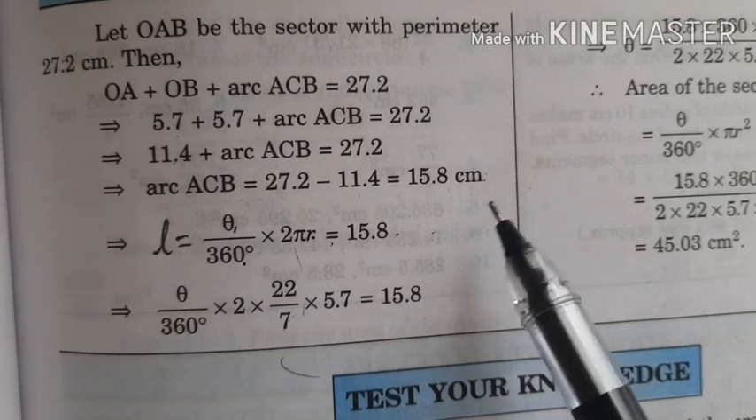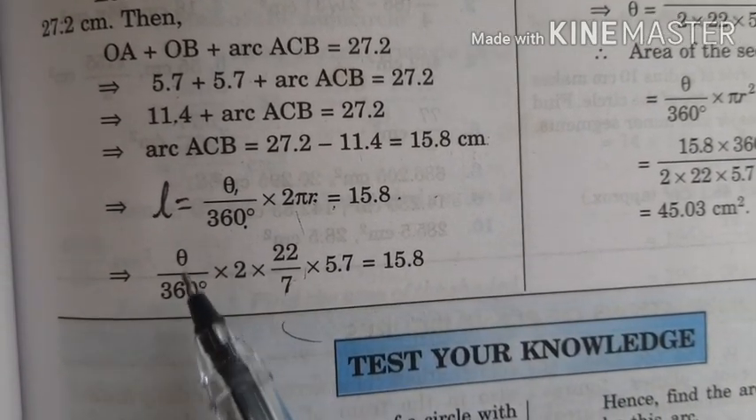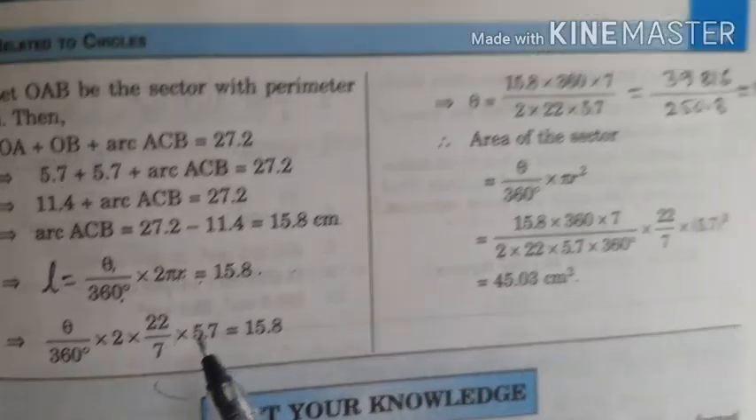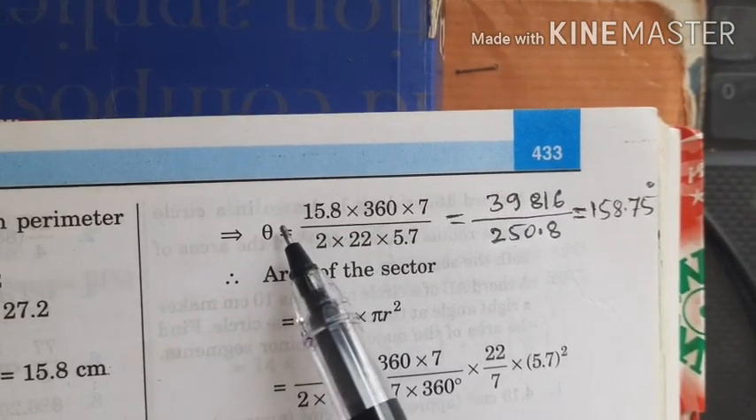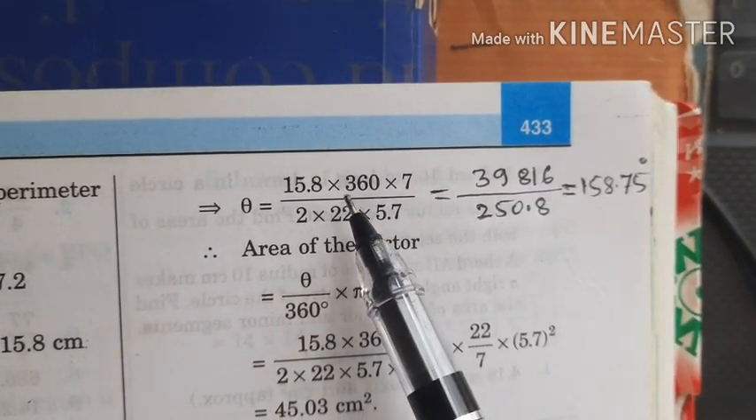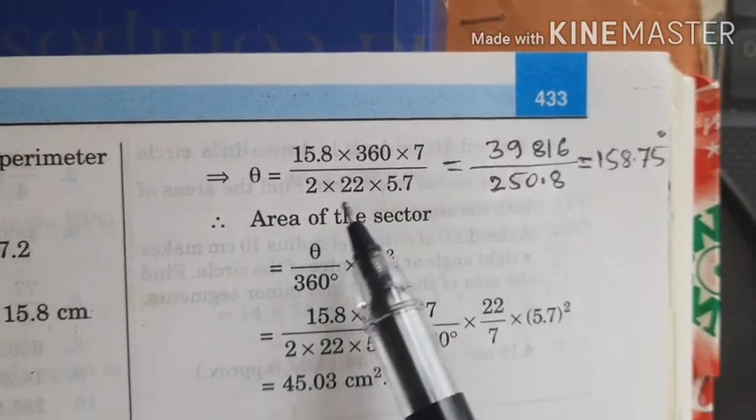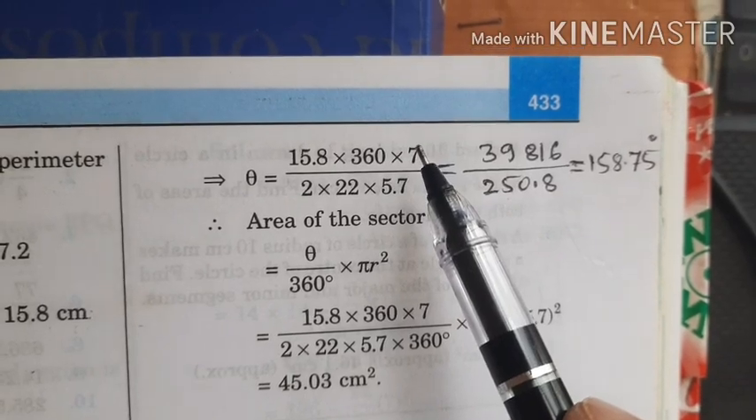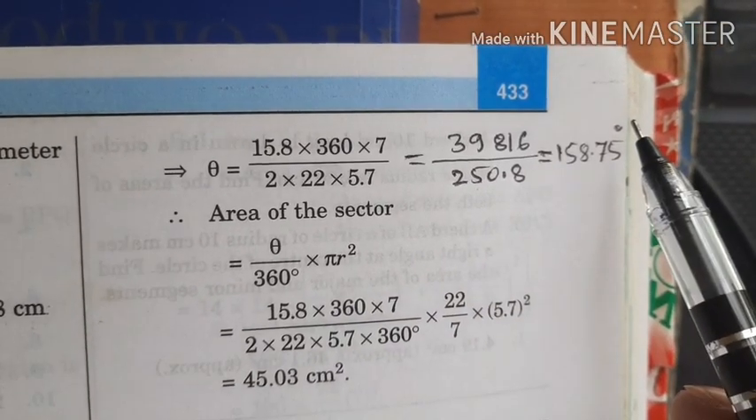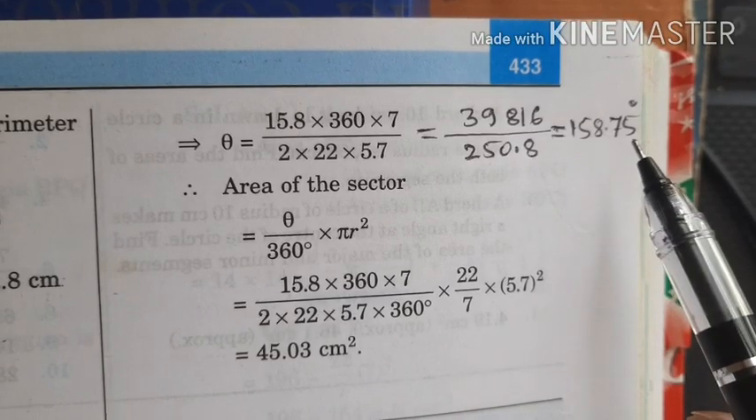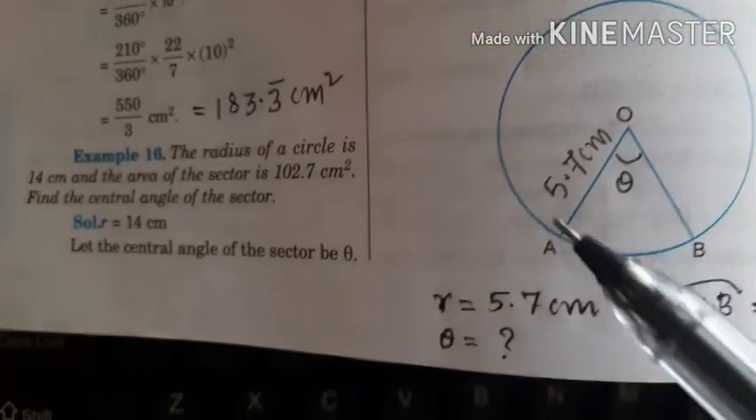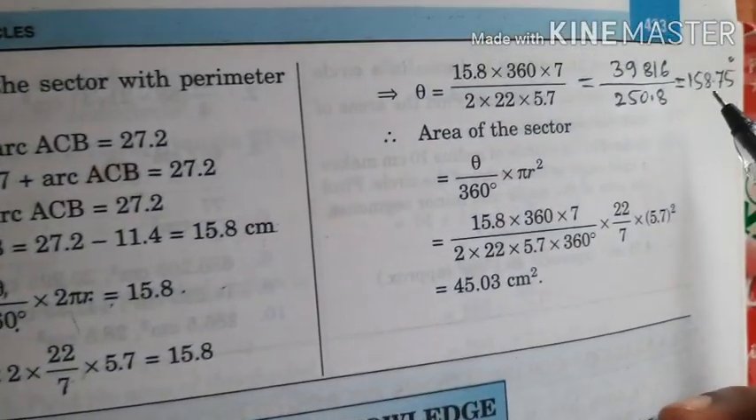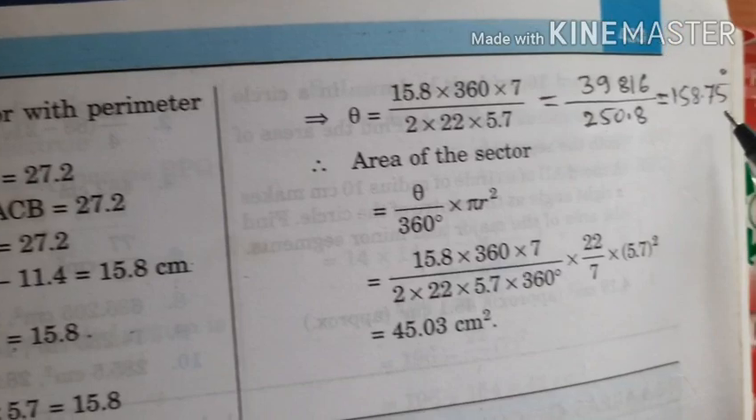So, let us transpose all these things this side. It becomes theta by 360 into 2 into 22 by 7, radius is 5.7. Therefore, on transposition we have theta is equal to 15.8 into 360 into 7 upon 2 into 22 into 5.7. Okay. If you simplify this, you will get 158.75 degree. That is 158.75 degree is the sector angle here.